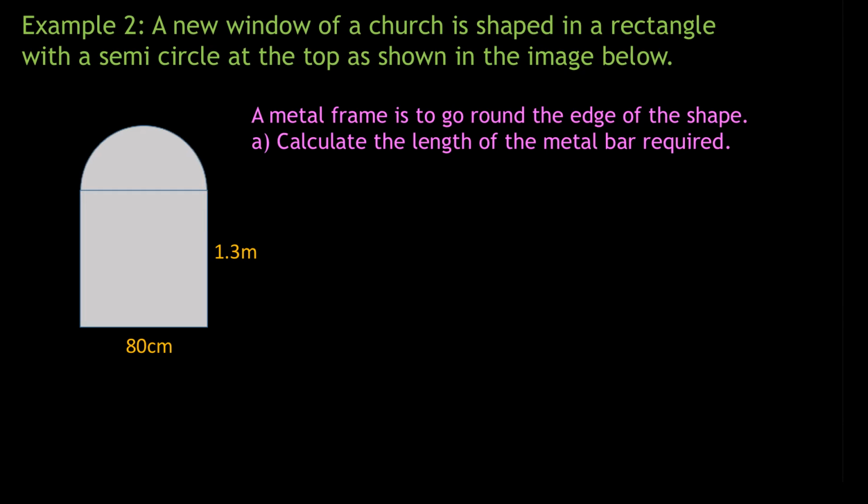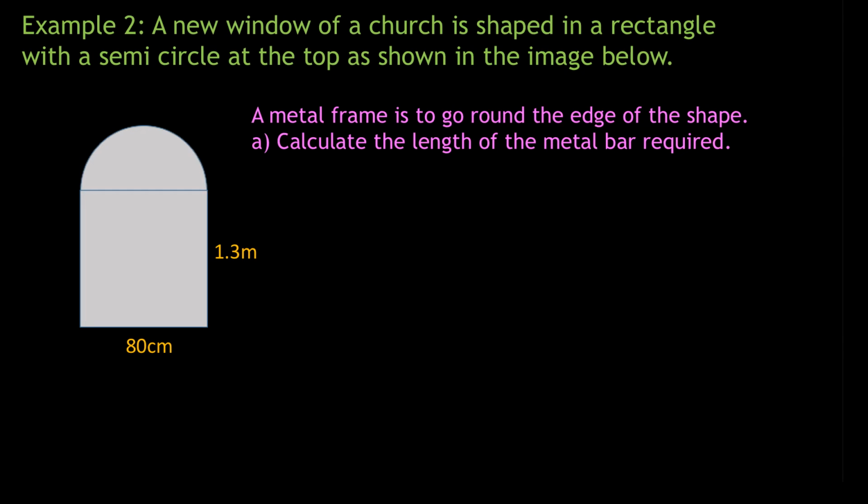The second example says a new window of a church is shaped in a rectangle with a semicircle at the top as shown in the image below. So we've got the rectangle part down here, and then we've got the semicircle here. A metal frame is to go round the edge of the shape. Calculate the length of metal bar required.